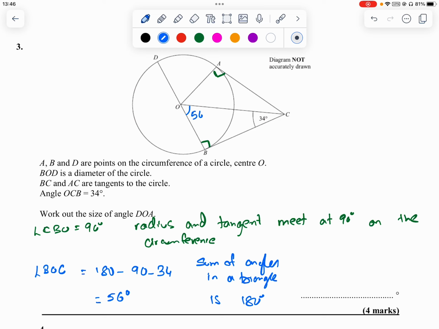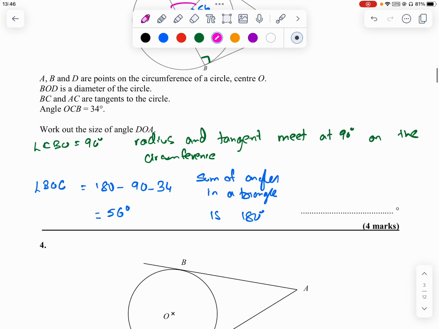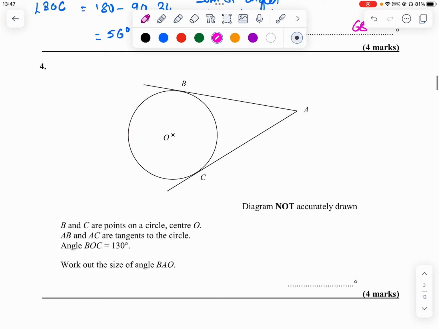Next, angle DOA. If that is 56 degrees, then this particular angle AOC also will be 56 degrees. Now angle DOA will be 180 minus 56 minus 56, which is 68 degrees. That's going to be the answer.